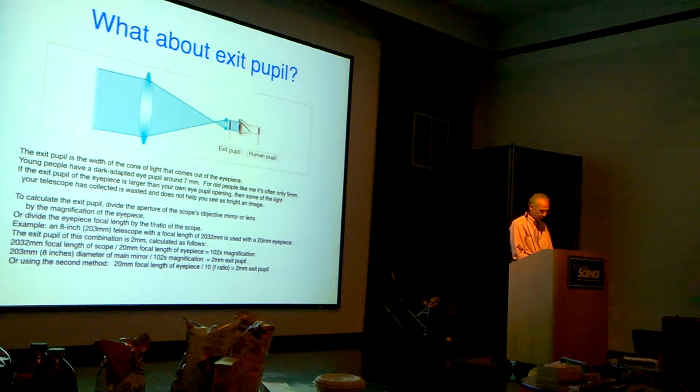What about exit pupil? The exit pupil is the width of the cone of light that comes out of the eyepiece. Young people have a dark adapted exit pupil around 7 millimeters. For old people like me, it's only 5 millimeters. If the exit pupil of the eyepiece is larger than your own eye pupil opening, then some of the light your telescope has collected is wasted and doesn't help you see as bright an image.